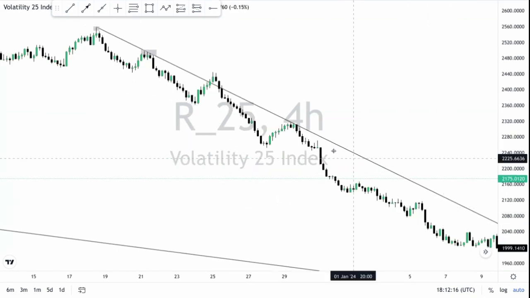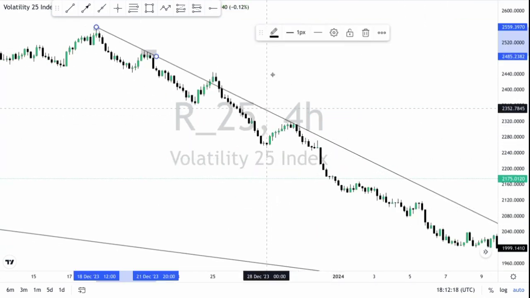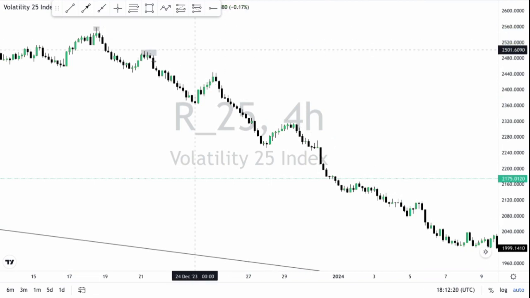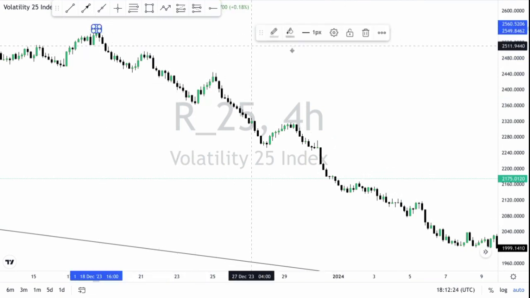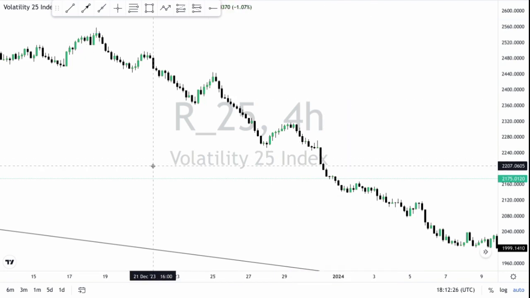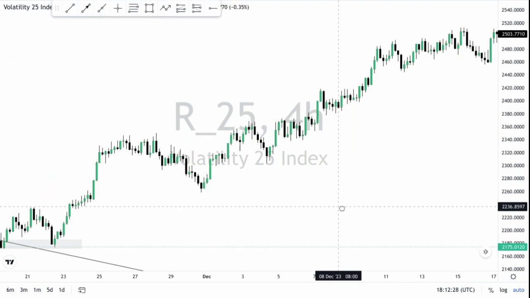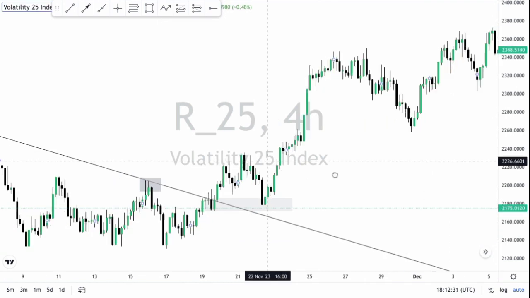You get the rough idea, right? Okay, let's look for another one. This can only make sense when you are practicing on a real chart, guys. Okay, there is this one.